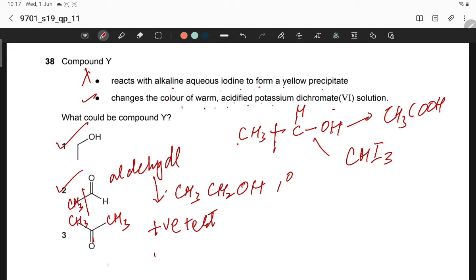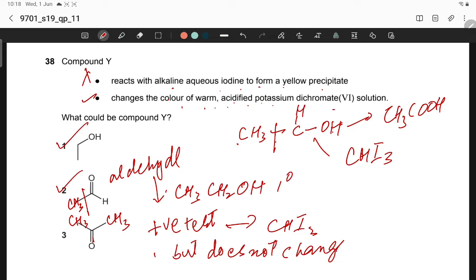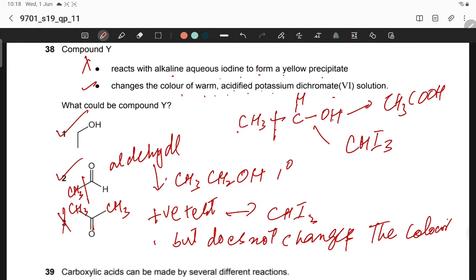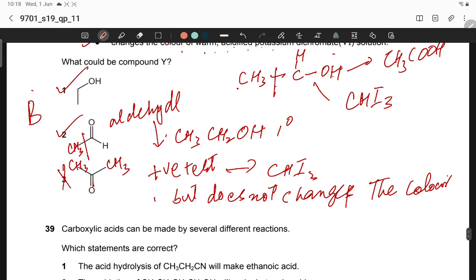This is incorrect because it only gives the positive test while reacting with alkaline aqueous iodine to form a yellow precipitate. It gives yellow precipitate CHI3 but does not change the color of warm acidified potassium dichromate solution. So this is incorrect. If 1 and 2 are correct, then the option is B.